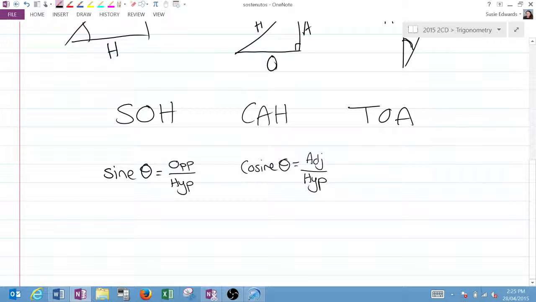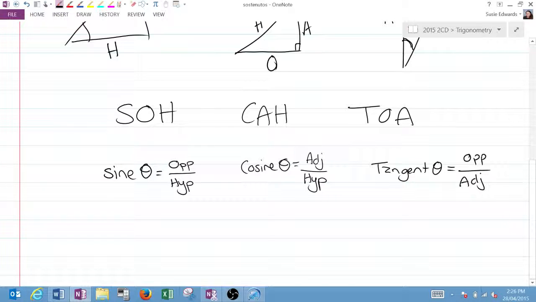The last one is tangent, and we can write tan, and we do actually say tan for some reason, but anyway, tangent of an angle equals, what do you reckon the fraction's going to be? And why is it opposite over adjacent and not adjacent over opposite? Because it goes O, then A, and that's the order in which the fraction's in. Okay? So opposite over adjacent.